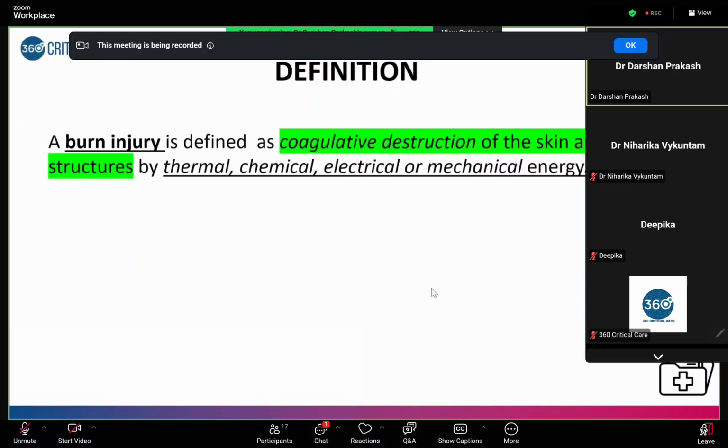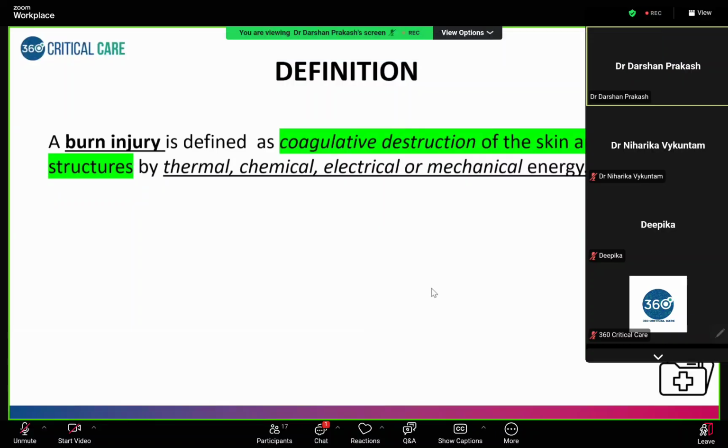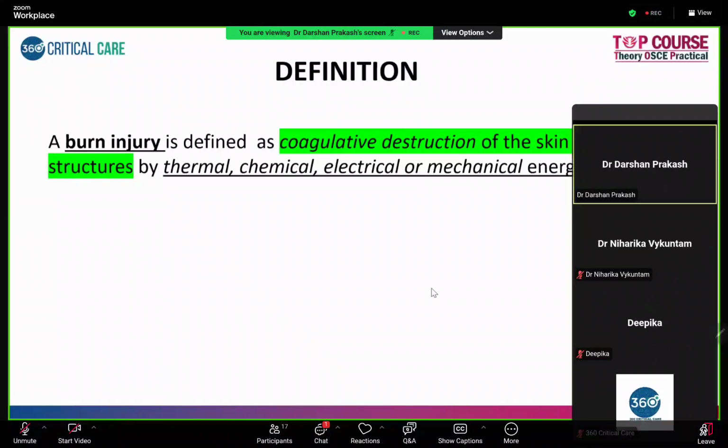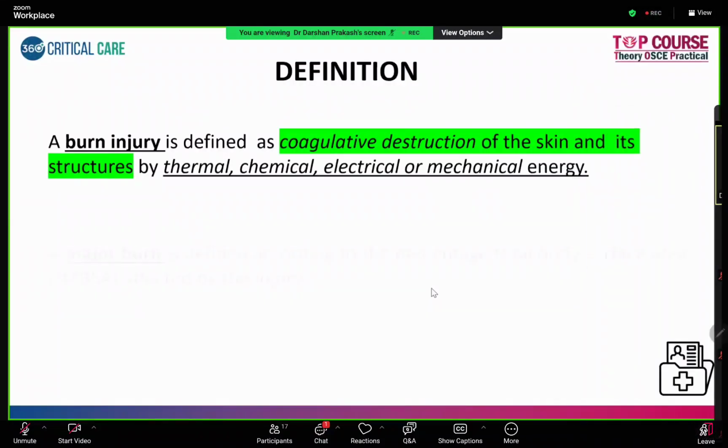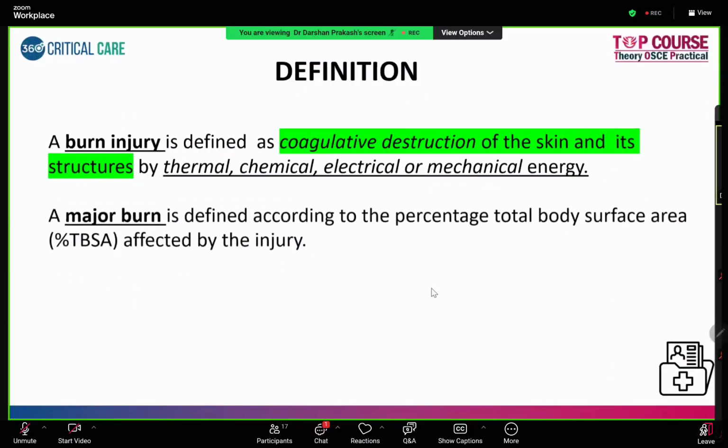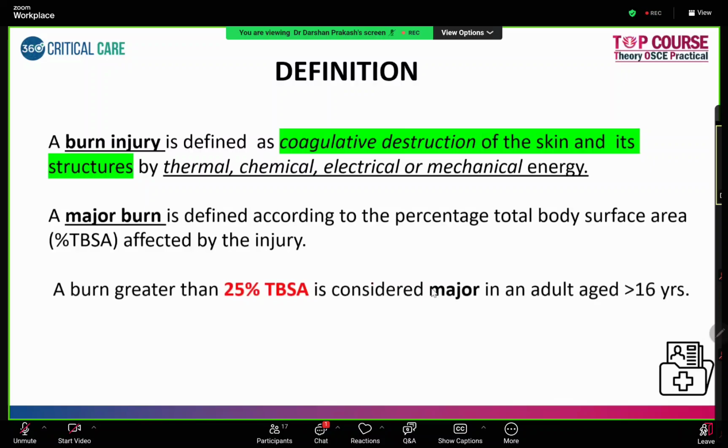It is defined as an injury which is caused by the coagulative destruction of the skin and its structures, either by thermal, chemical, electrical, or mechanical energy. A major burn is defined according to the percentage of the total body surface area which is involved. A burn which is more than 25% involvement of the total body surface area is considered to be a major burn in an adult who is aged more than 16 years. I'll go into the details in the next coming slides.